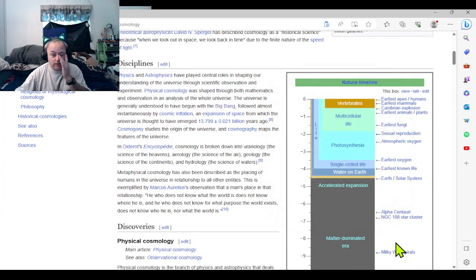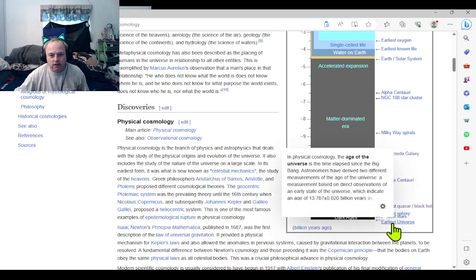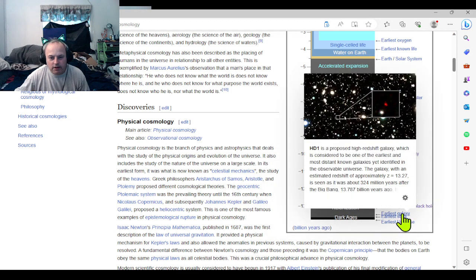The nature timeline. Surely this isn't more. No, this is talking about the age. I'm sure the age of the universe, the time elapsed since the Big Bang, two different measurements of the age of the universe. I'm hoping that they're saying the Milky Way. Because early stars, yeah, but it says earliest galaxies. Estimated redshift as being 324 million years after the Big Bang.